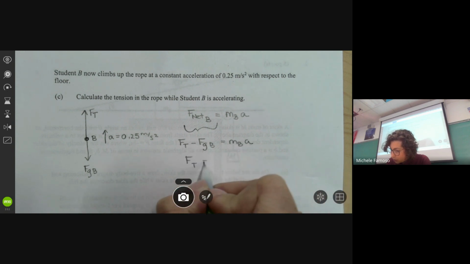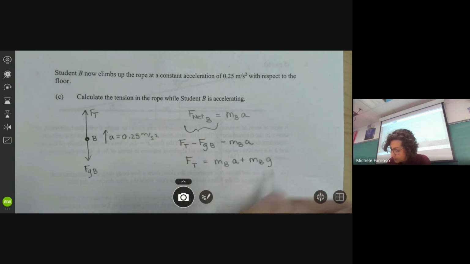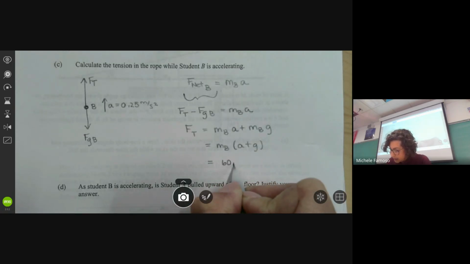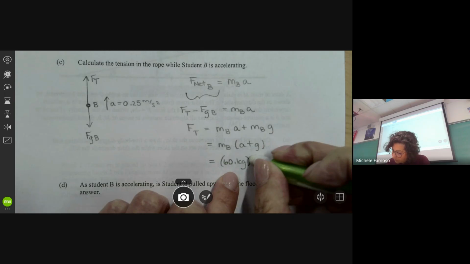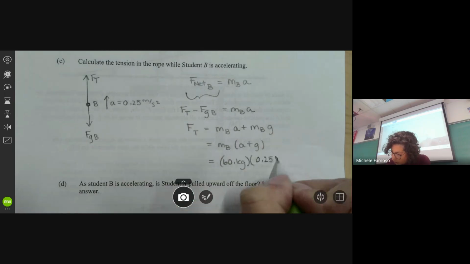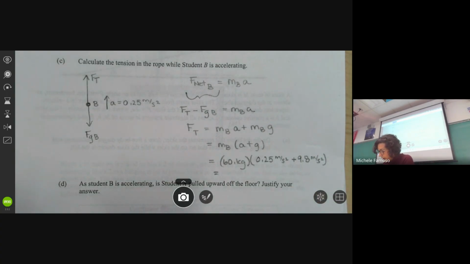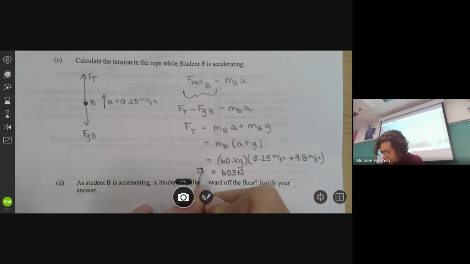So the tension that we're looking for would be MBA plus MB times G, which means I can factor out the mass and add the acceleration to the acceleration of gravity. This is 60 kilograms times the 0.25 meter per second squared plus 9.8 meter per second squared. You work that out, 0.25 plus 9.8, that's some times 60 with 2 sig figs. Well, it would be about 603 newtons. We didn't grade sig figs.